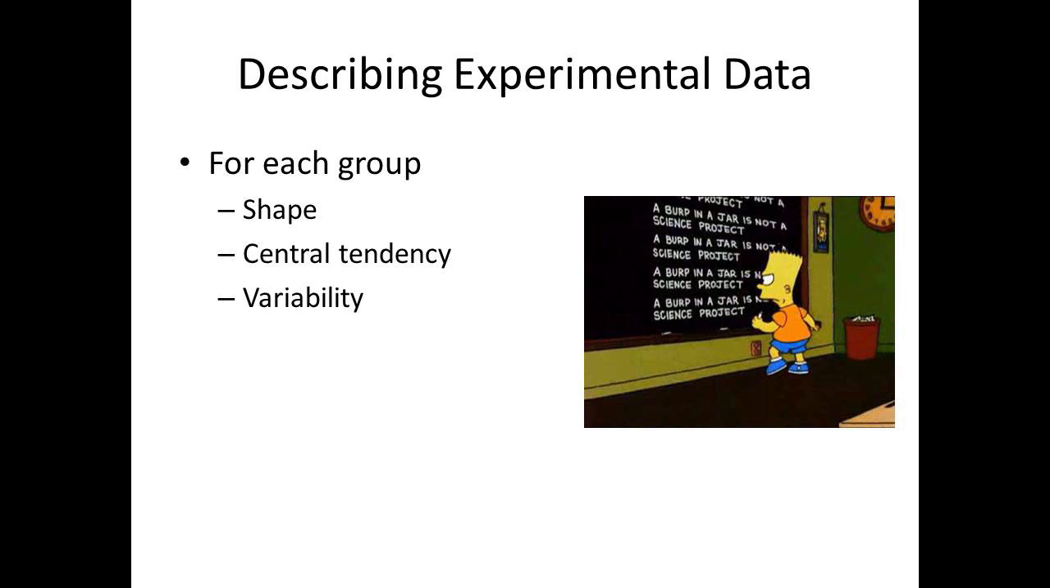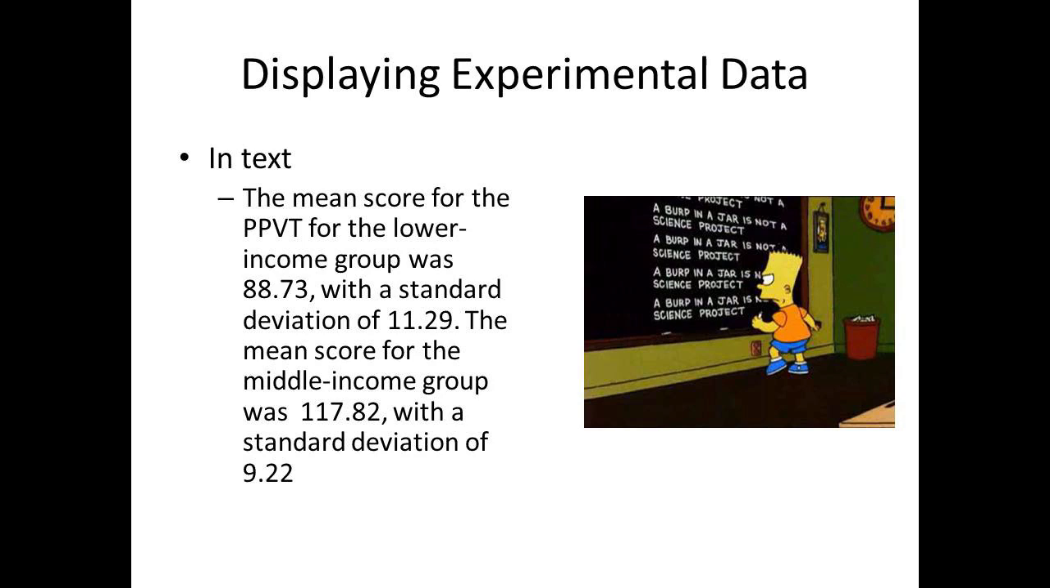And the good news is that's actually really simple to do. We just calculate separate means, standard deviations, and shape for each group that we have in our experimental data. So if we are interested in the effect of an intervention and we have a treatment and control group on test scores as our dependent variable, then we're going to want to know the test scores for the control group and the test scores for the treatment group. And we're going to want to know the shape, central tendency, and variability of each of those control and treatment groups.